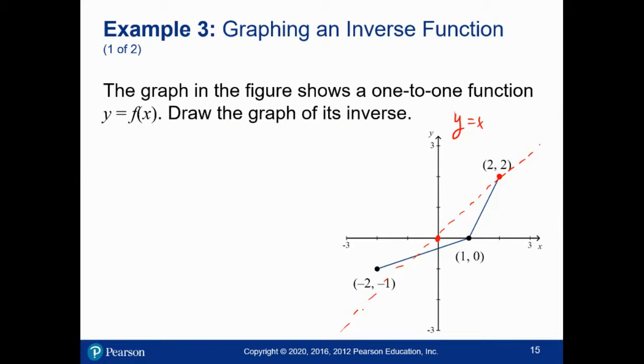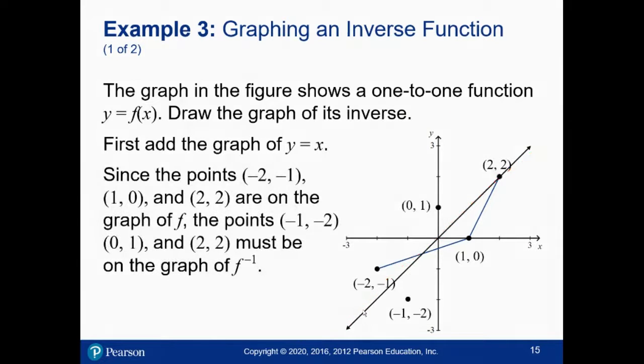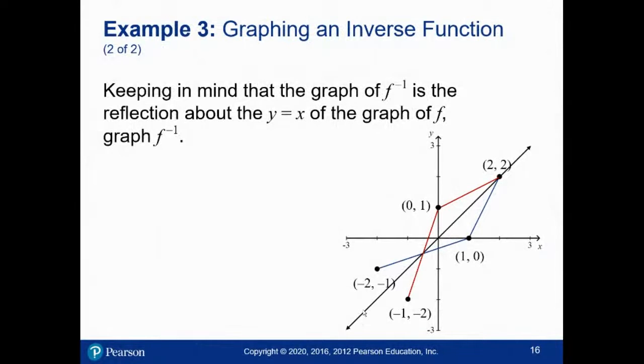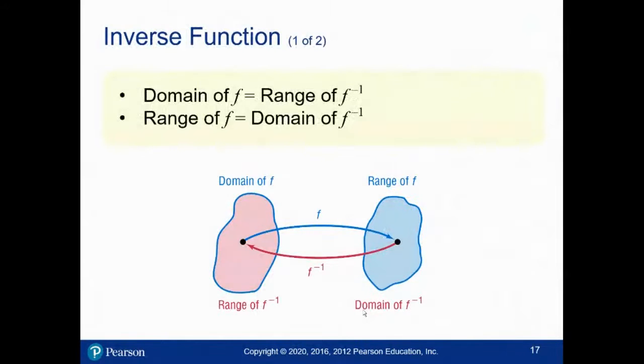Then what you do, well, theirs is slightly different, but you reflect it across that line, and you get this red curve that they've drawn here. So if you know the graph of f and it is 1-to-1, you can get the inverse by reflecting across the line y equals x.